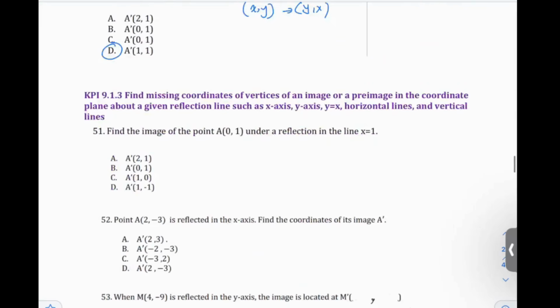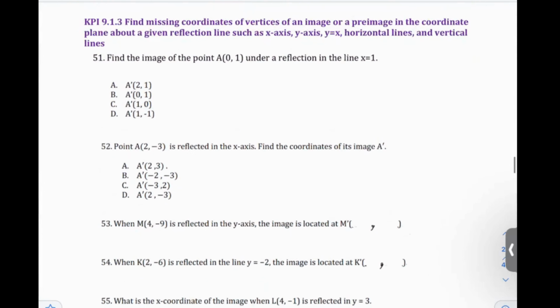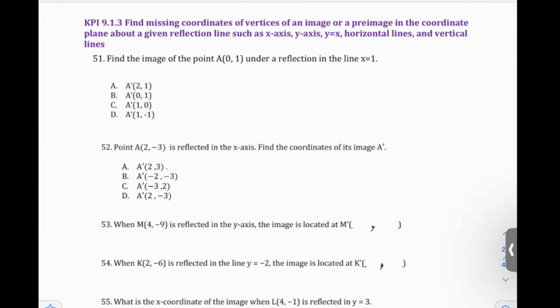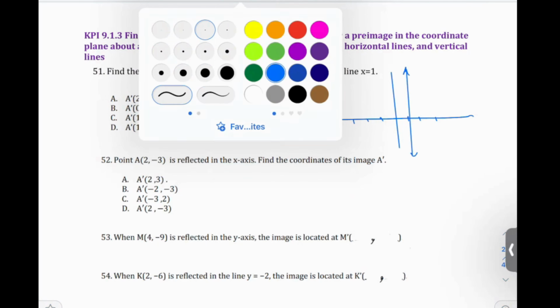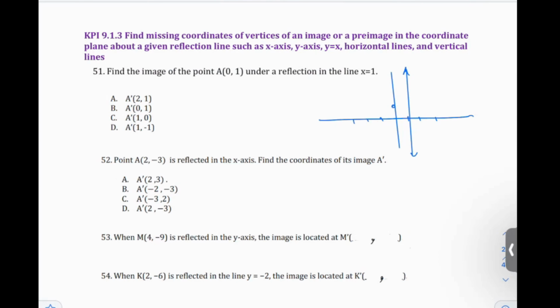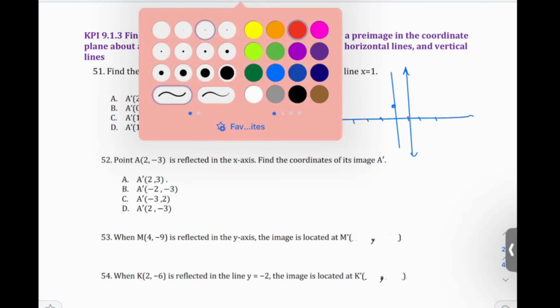Now we have here, find the image of the point (0, 1) under the reflection in x equals 1. Let's have an idea of what is happening here. I will sketch it just to show you how to get a formula or a way to do that. x equals 1 is a vertical line passing through the 1. This is x equals 1. (0, 1) is this one: go to 0, up to 1. This is the point (0, 1).